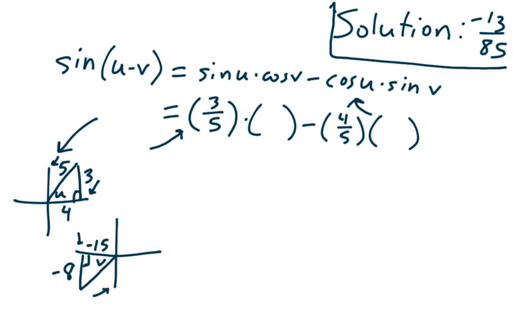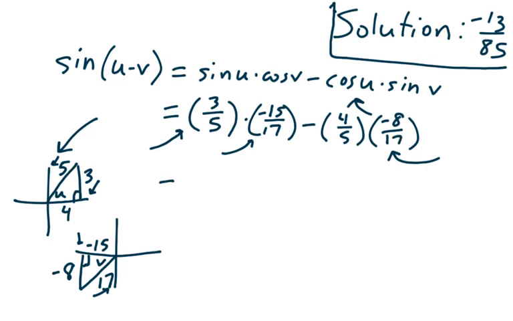How about Pythagorean on this one? Using a little bit of Pythagorean, I think this is an 8, 15, 17 triangle. Here we go. That means I can go over here and plug in here, and I can plug in here. According to our new triangle, cos of v should be negative 15 over 17, because that's adjacent over hypotenuse. And the sine of v would be negative 8 over 17, because that's opposite over hypotenuse.